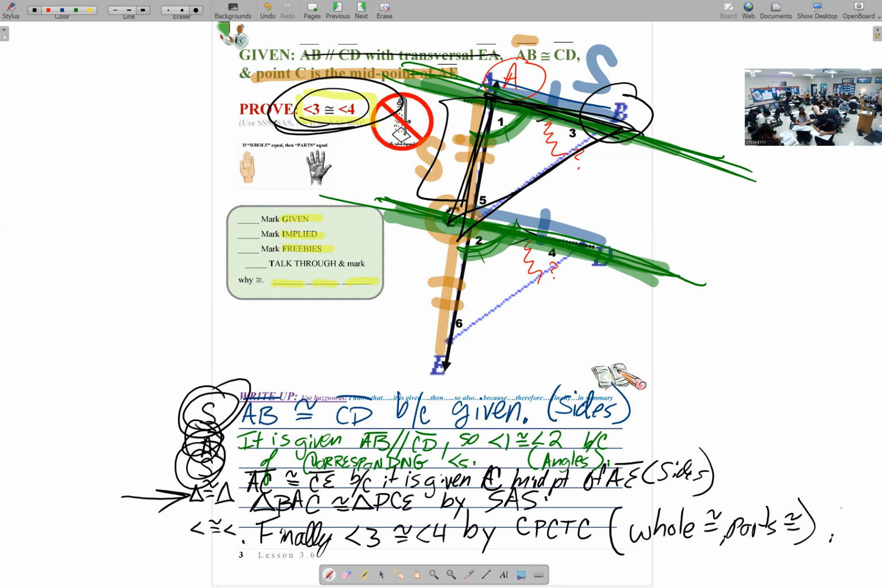Trace DB. And now angle ABC. Yeah. So which two angles are congruent? Angles 1 and 2, but you have to explain why. Okay, so that's your first sentence.